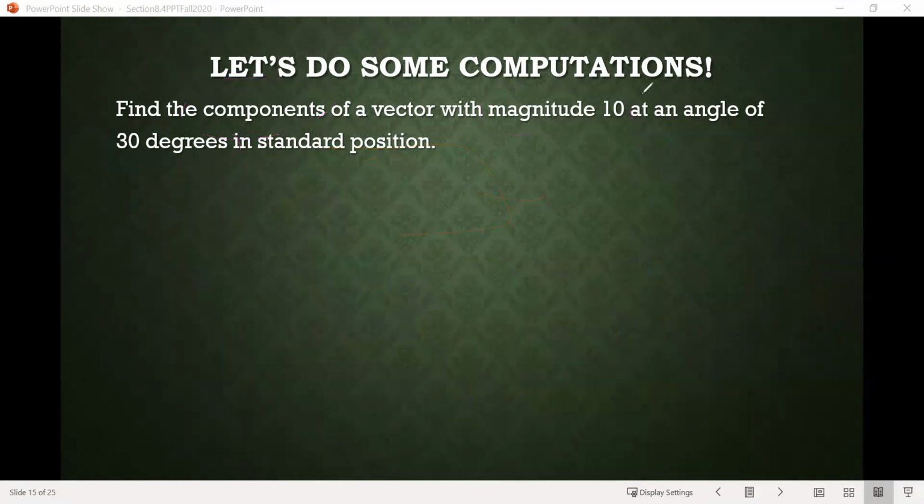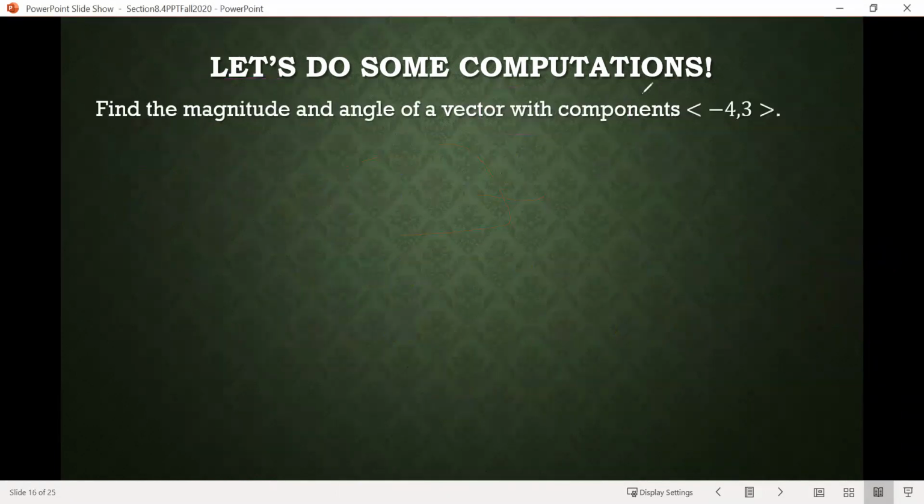All right. Let's take a look at converting the other way. Now we're given the components of the vector. We're told that they are -4, 3, and we're asked to find the magnitude and the angle of the vector. And recall, we're going to find the angle measured from standard position. We'll also do it in degrees, which is common practice with vectors.